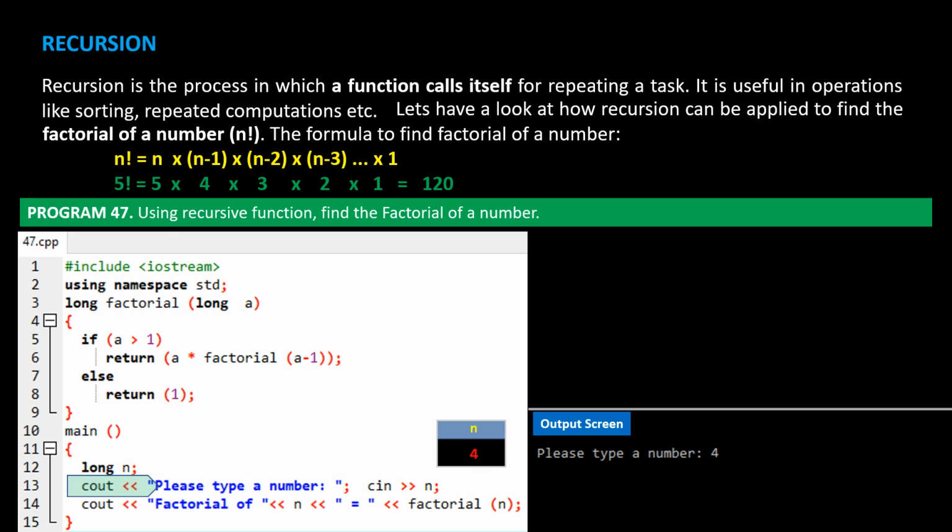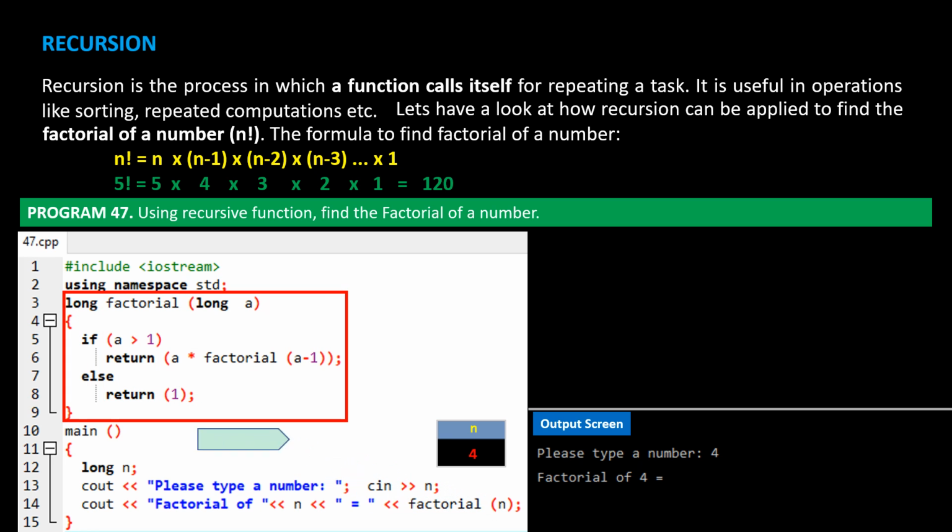On line 14, we ask to print factorial of 4 equals. And then, the function factorial is called. It carries within it the value of n. Program control jumps to the function factorial on line 3. The value 4, that is passed as parameter to this function, is copied to variable a in the function.